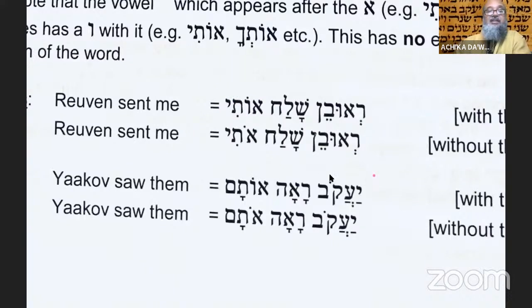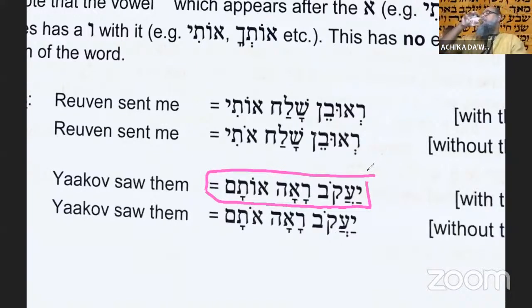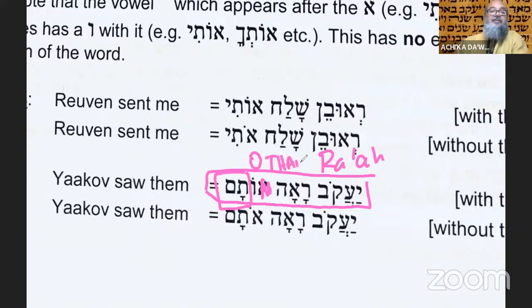Here it is again. How do you say this? Someone read this line. It's the name of our daddy. Yaakov what? Ra'ah. Ra'ah what? Silent. O-T-H-A-M. Otham. So Yaakov Ra'ah Otham.